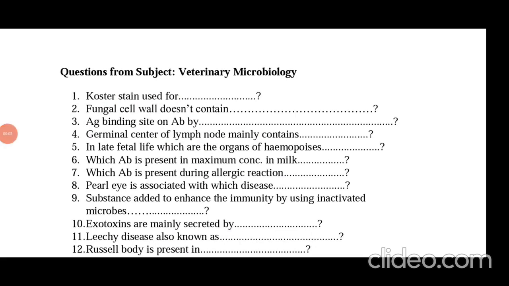Veterinary microbiology. Coaster stain is used for Brucella species. Fungal cell wall does not contain muramic acid. Antigen binding site on an antigen binds on antibody by both heavy and light chains. Germinal center of lymph node mainly contains B cells.